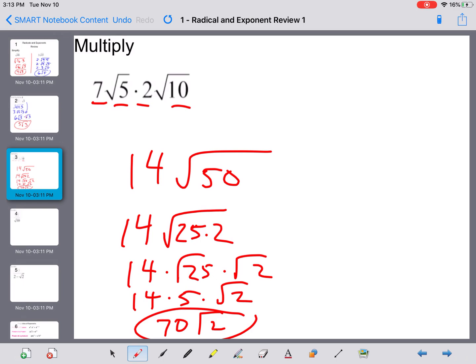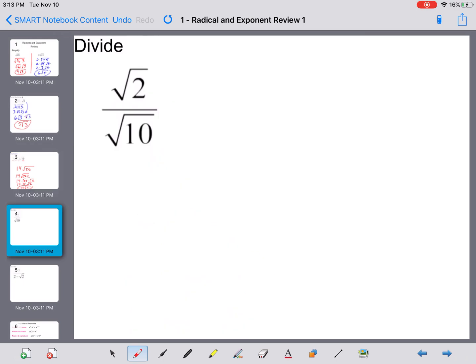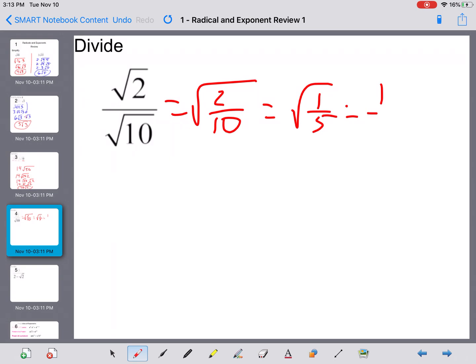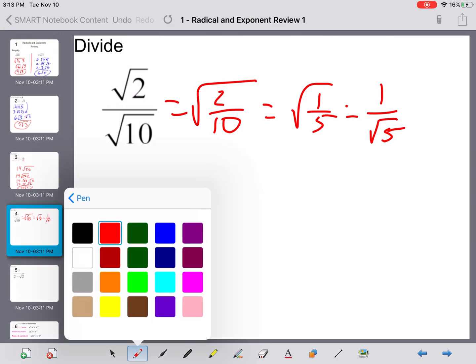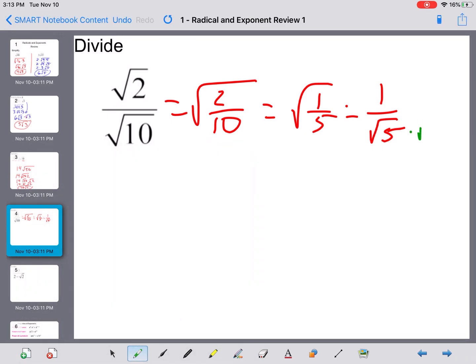When we are dividing, there's some rules that we need to make sure that we follow. So if we have root 2 over root 10, we could make this into just one large fraction like so, which would allow us to reduce to be that. And then when we split it back out, the square root of 1 is just 1, and we get the square root of 5 in the denominator. However, we can't leave our answer like that. We need to rationalize this because we're not allowed radicals in the denominator.